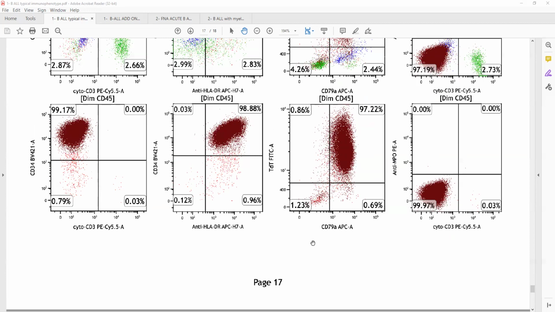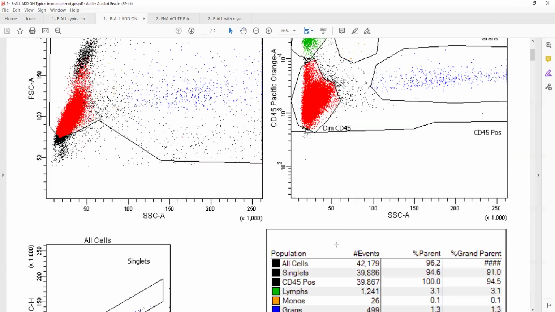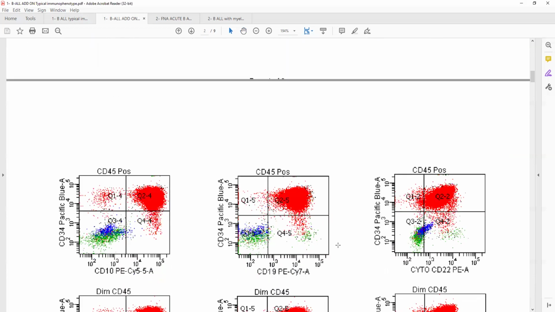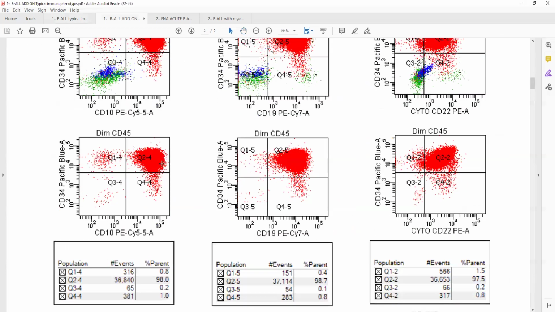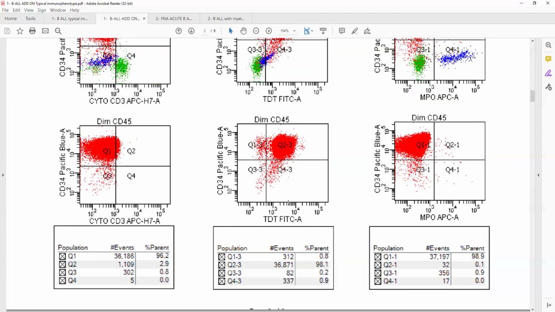Whenever we're dealing with an acute leukemia, and we're probably dealing with a B lymphoblastic leukemia lymphoma, we do have our B lymphoblastic leukemia lymphoma add-on, and let's have a look at this. And as you can see, this is our blast population in red. It's positive for CD34, positive for CD10, positive for CD19, positive for cytoplasmic CD22, positive for TDT, negative for MPO, and negative for cytoplasmic CD3.